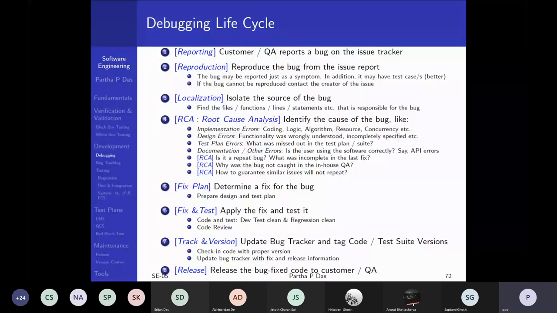So a repeat bug is always a major kind of, I should say, not a positive thing for whoever handled that bug. Right? So there was something incomplete in that last fix. Either the design was not proper in the fix, or the test plan was not proper in the fix, and so on. So you get to that root, so that you can answer why the bug was not caught in your in-house QA. Your in-house QA should have caught that bug. How to guarantee similar issues will not repeat. So this is the in-depth part of the life cycle where you are really analyzing the cause of the bug and your potential as a software developer.